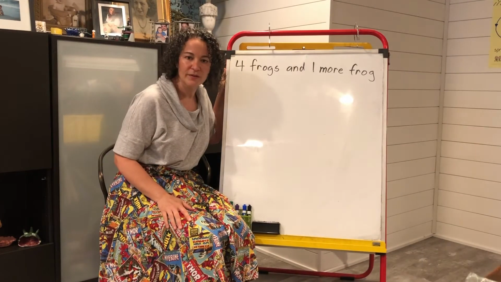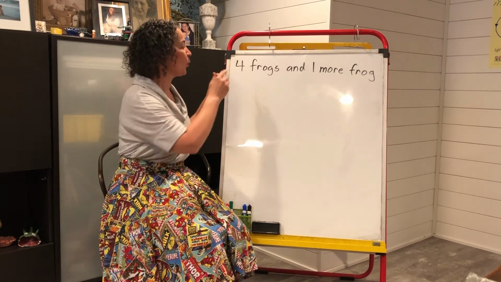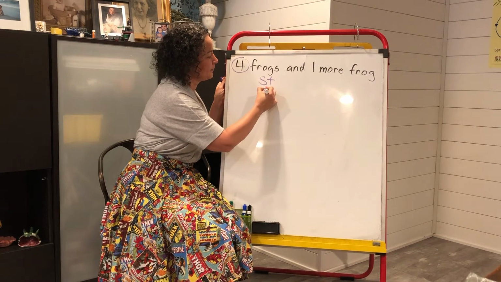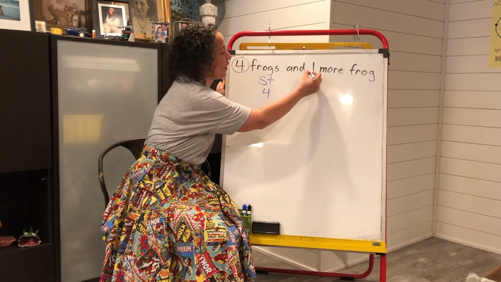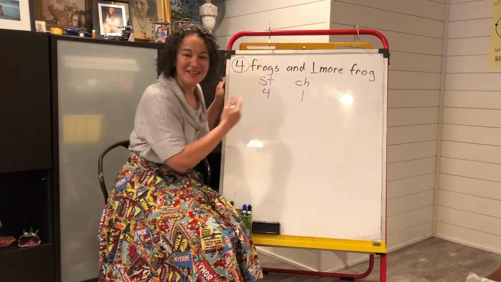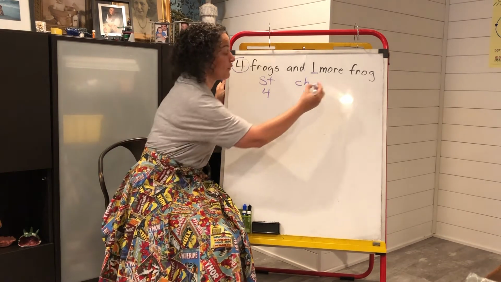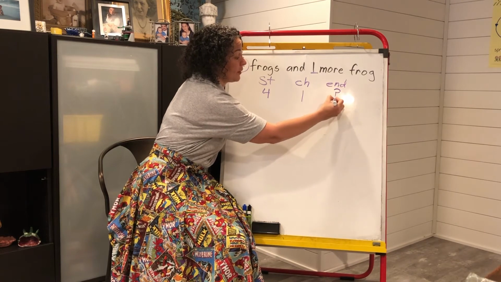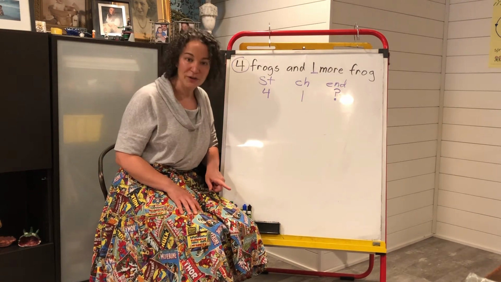So, my friends, what do we start with? Yes, you're paying attention. We're starting with 4. And how many more frogs? Correct, 1. So our change is going to be 1. And then it's not in the problem, my friends, but you know we're trying to figure out how many frogs we've got all together. So our end is our unknown. That's our variable. So here's what it looks like on my fingers, my friends.